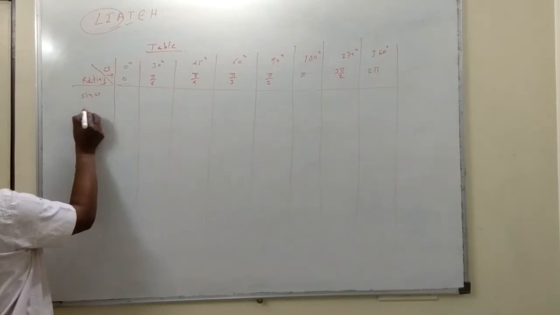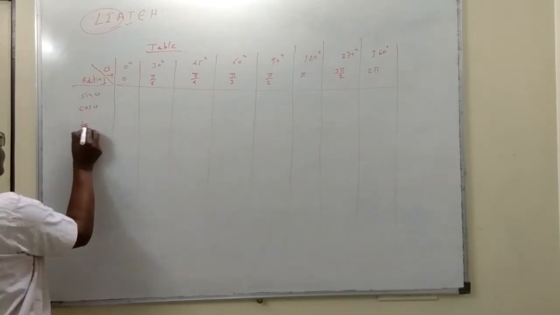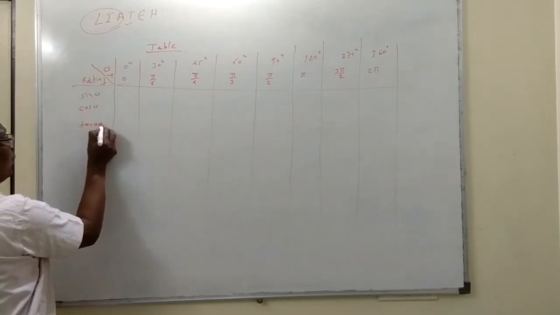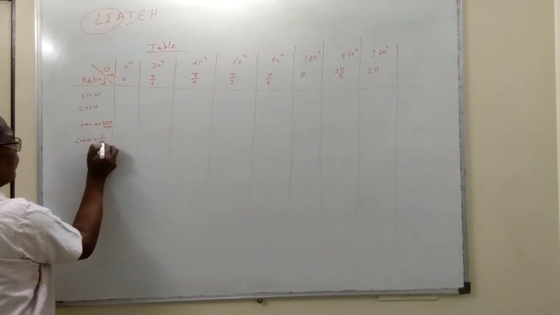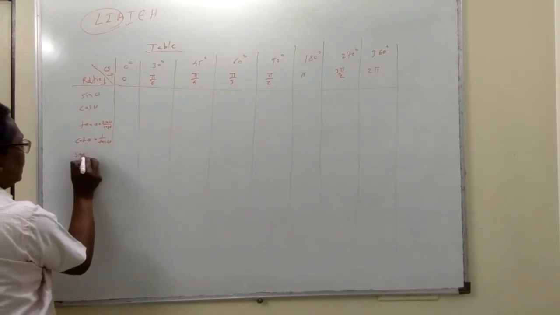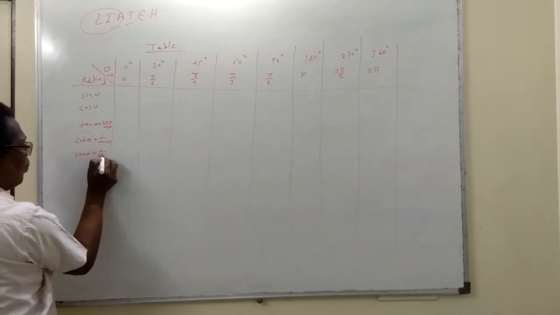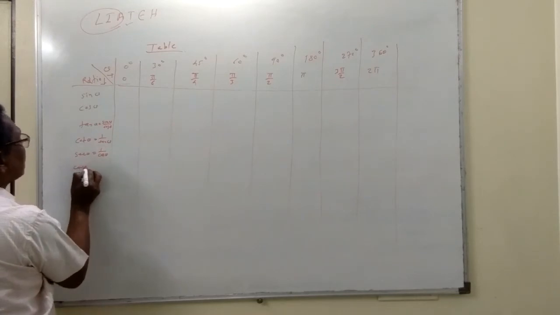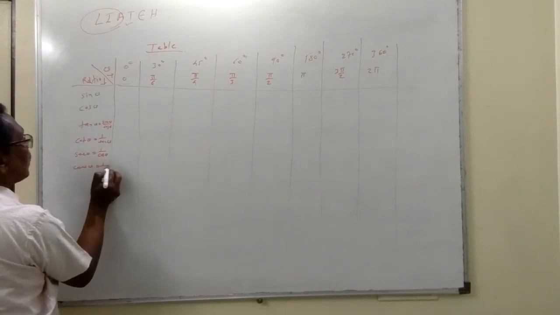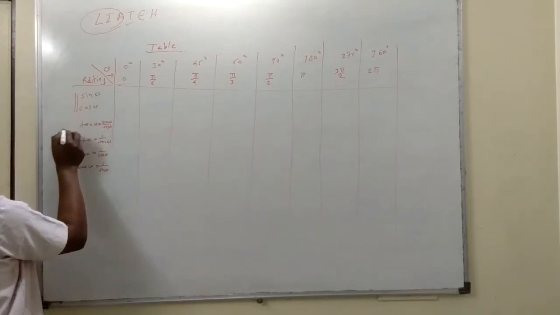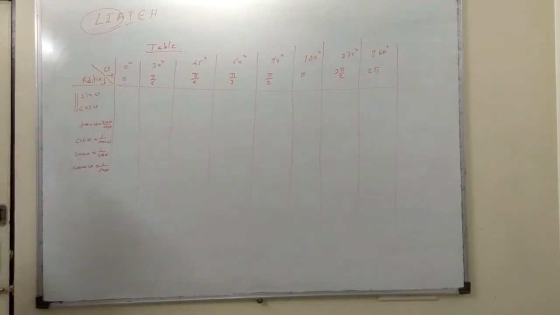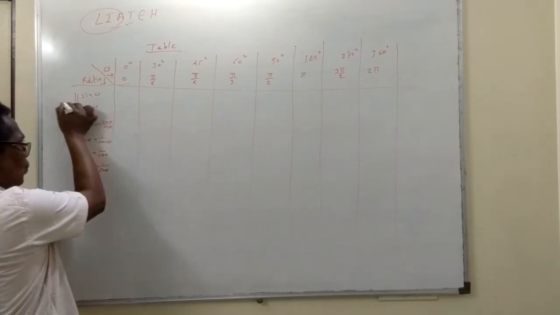Now the ratios: sin theta, cos theta, tan theta is equal to, we know this, sin theta upon cos theta, cot theta is 1 upon tan theta, sec theta is equal to 1 upon cos theta, cosec theta is equal to 1 upon sin theta. So in short, if you keep these two values in mind, very easily you will find the values of other trigonometric ratios.